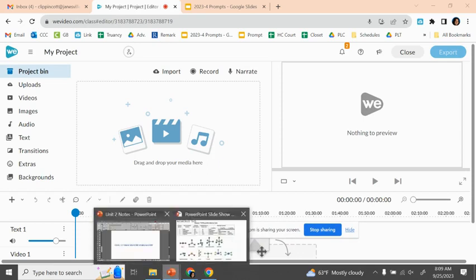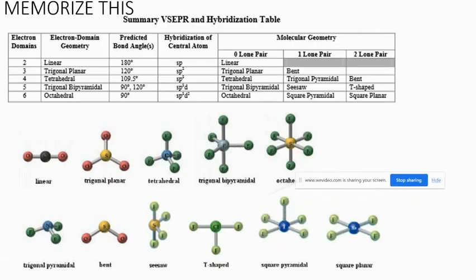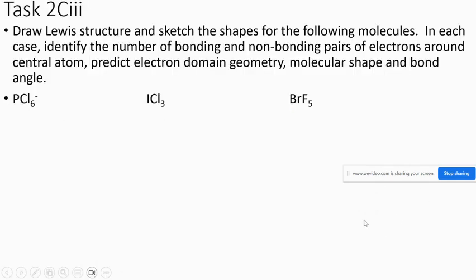Whoops. It does that to me all the time. All right. This is kind of a breakdown of that. A little different, but it's there. Why are you not advancing? There we go.